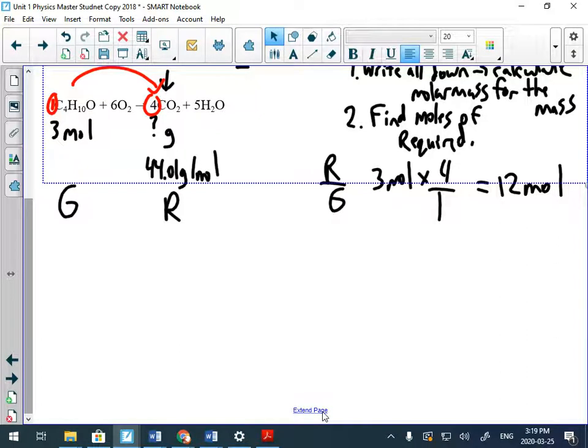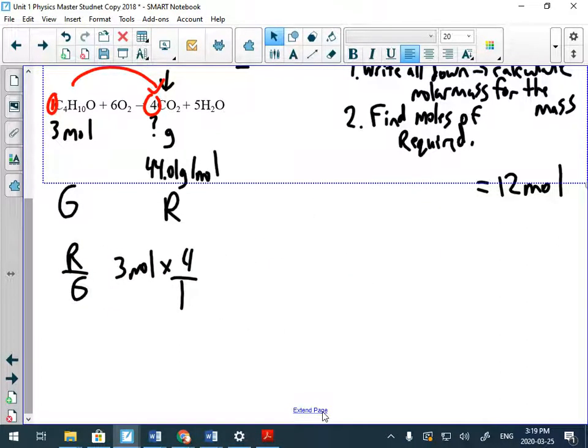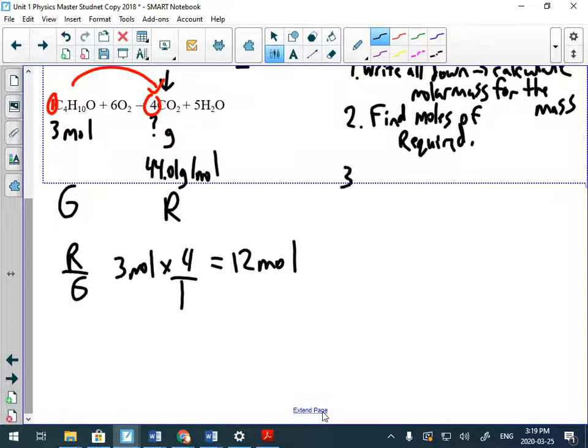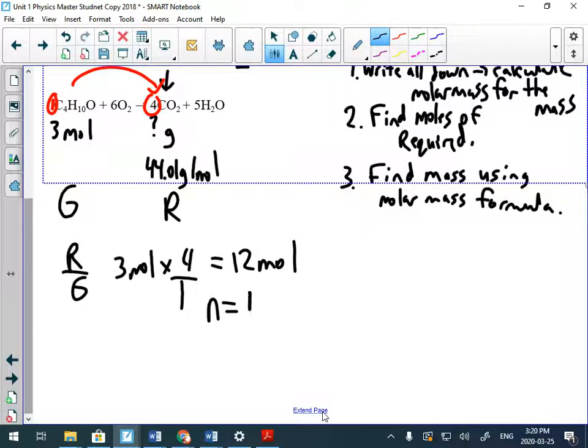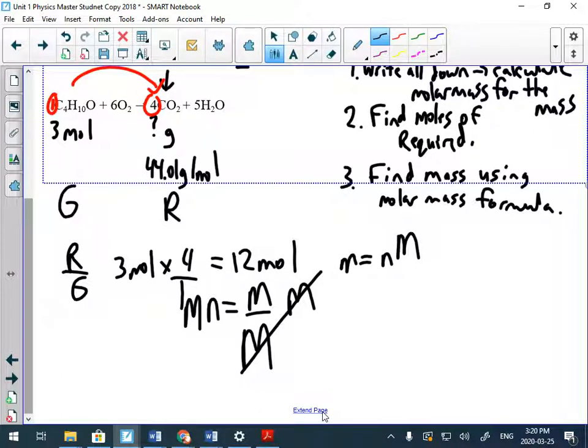All right, so third step. Let's move this down here. Third step is find mass using molar mass formula. Okay, so number of moles is mass over molar mass. We got to solve mass, right? That's what the question wants. So we're going to times both sides by molar mass. So when we rearrange this, mass is equal to number of moles times molar mass.